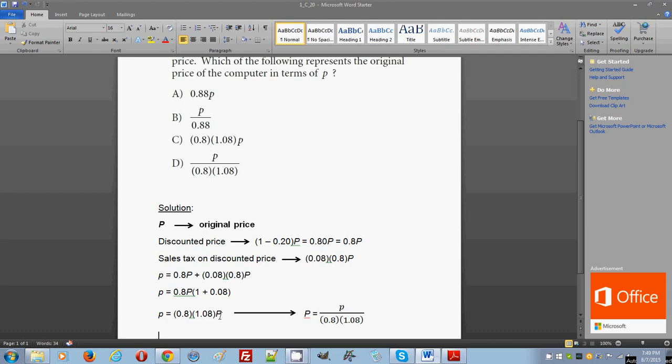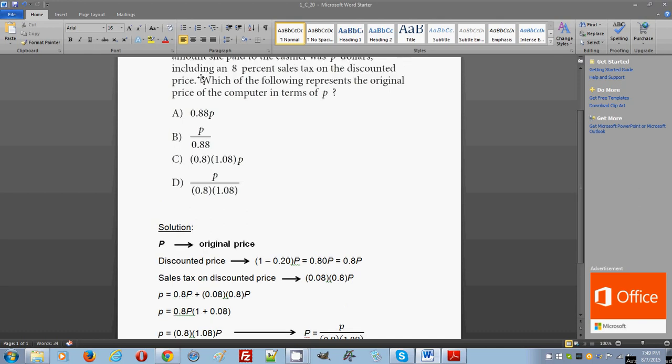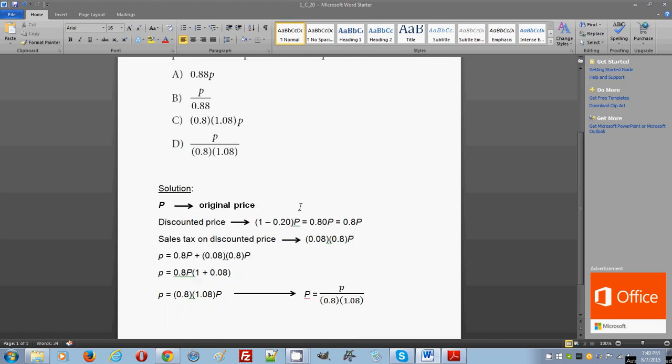Now we're ready to express P, the capital P that is, in terms of small p, because that's what the question asks you. Which of the following represents the original price of the computer in terms of P? So we have to isolate the capital P, the original price, right? So in order to do that, we have to get rid of these two guys here. We have to divide both of them out.